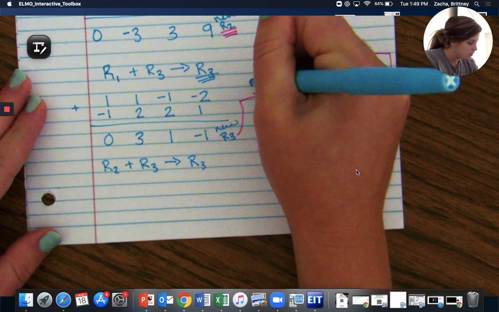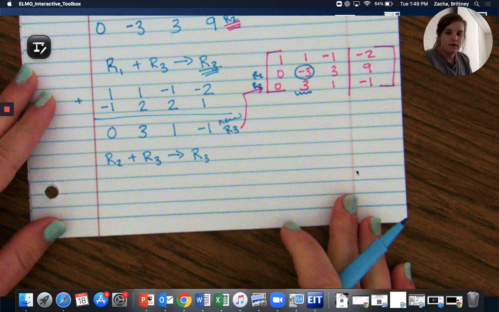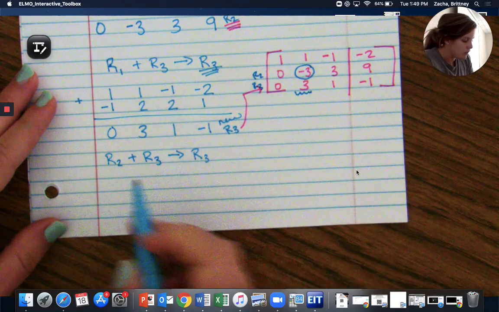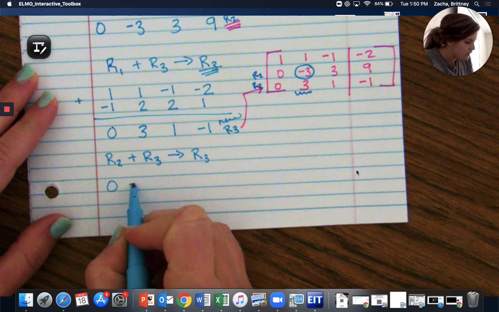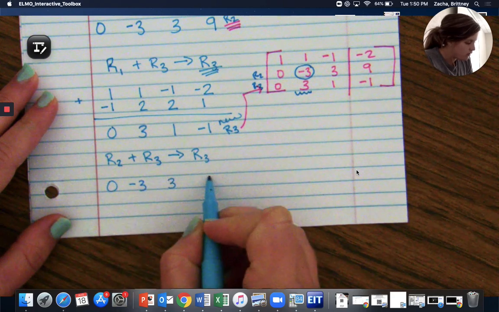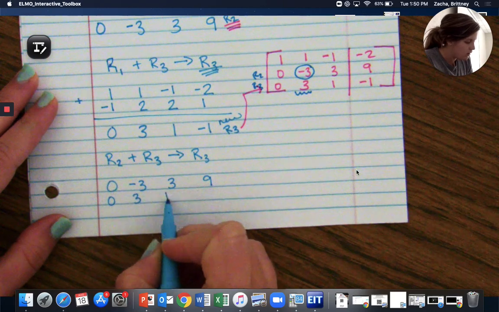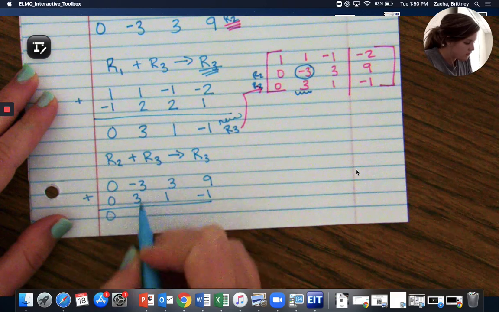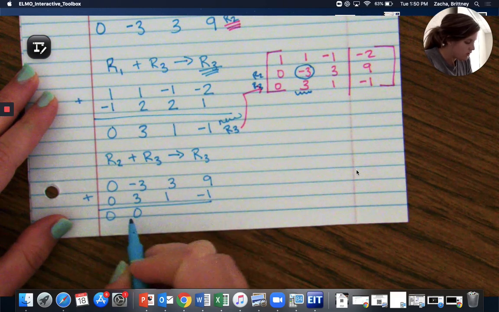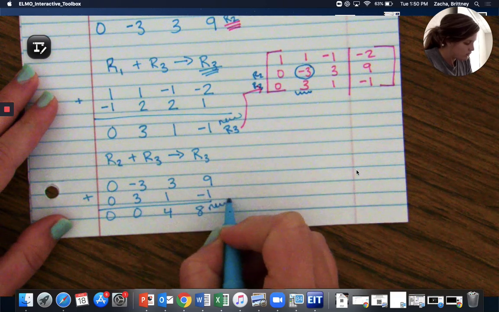So I'm working with these two bottom ones. Okay, so I'm going to write them as I see them because we didn't have to multiply by anything. So 0, negative 3, 3, 9, and then 0, 3, 1, negative 1. We're going to add those. So 0, 0, that's what we wanted, 4, 8, and that's our new R3.